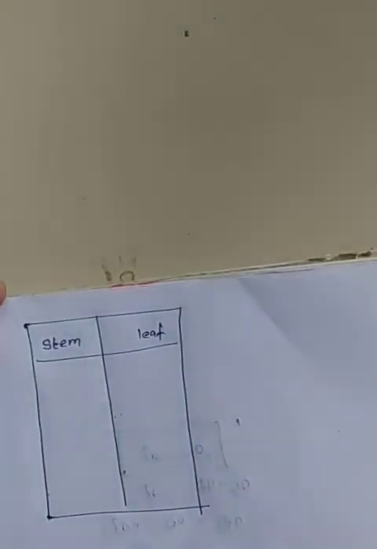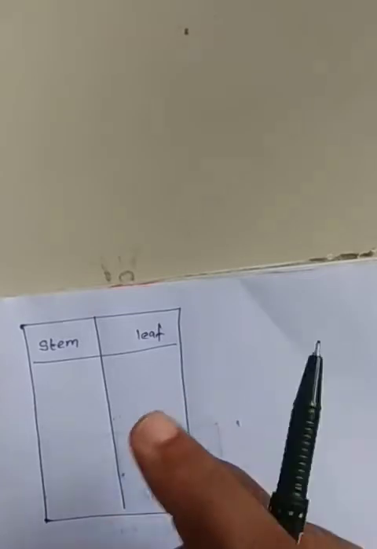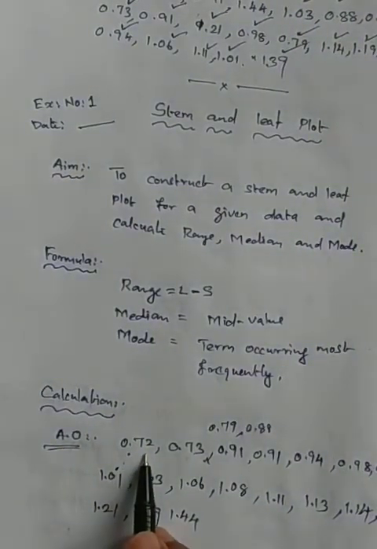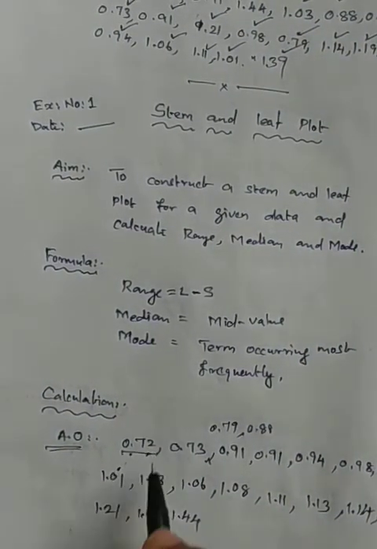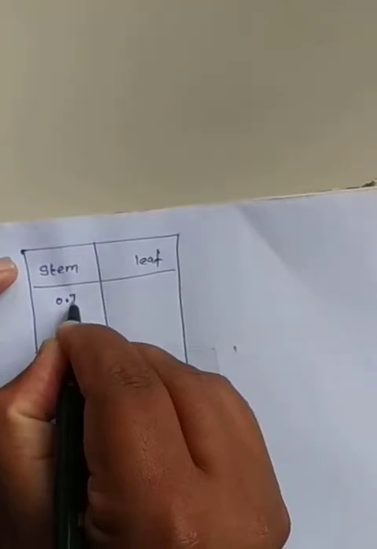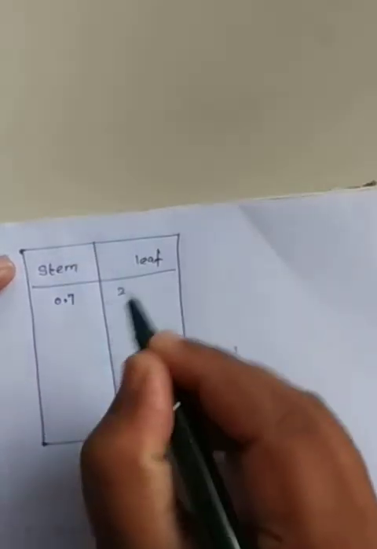What does stem and leaf mean? Actually it's like a tree. In a tree we have a stem, and in that stem we have leaves. Same thing, see here. Here all the numbers after 0 are two digits. Here is 0.72. So how will you write it? You will write 0.7 here, and the next number, 2, here.